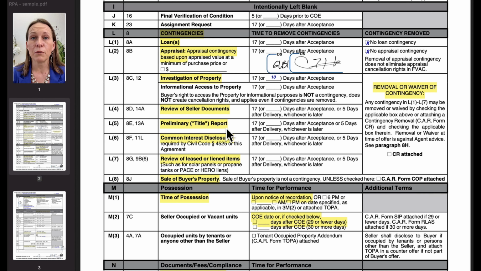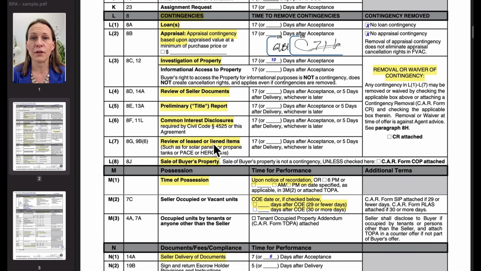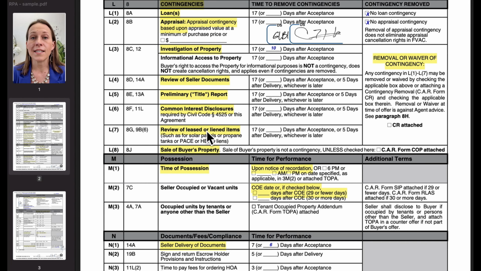The preliminary title report telling you how the seller owns the property and if there's any liens or other details regarding an HOA on the property. Then are there common interest disclosures, which is another way to say HOA disclosures that you need to review, and are they available? And has the seller leased or liened any items at the property, and you need to know the details and terms of that? And then do you have a property to sell?